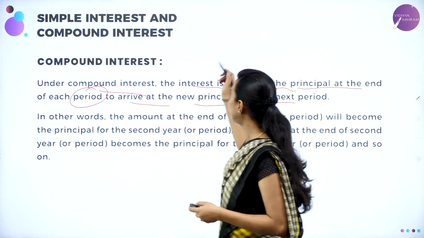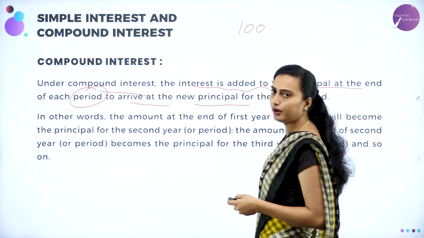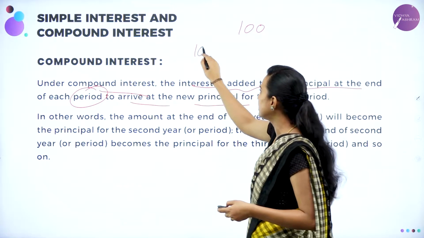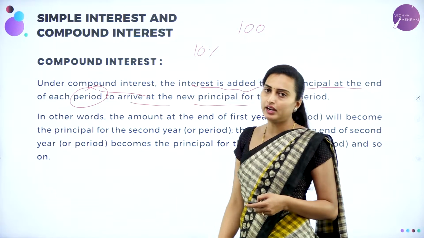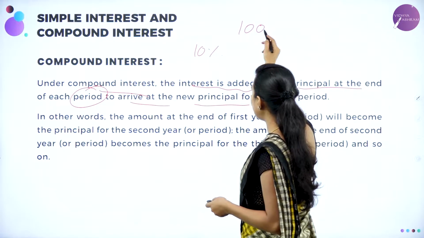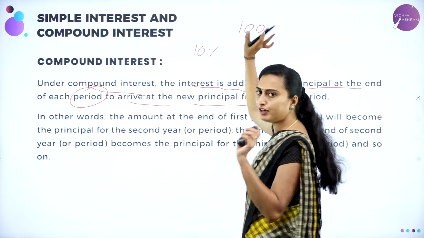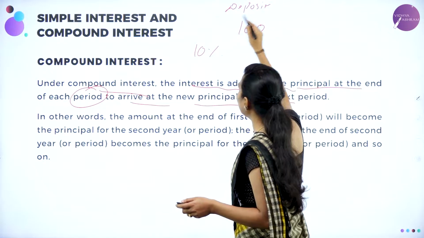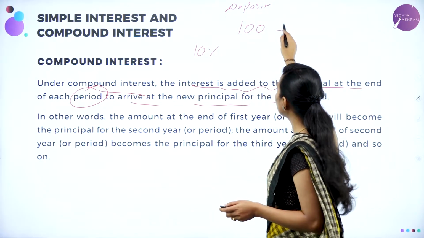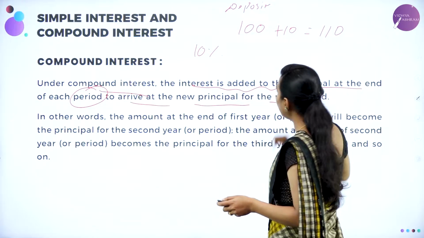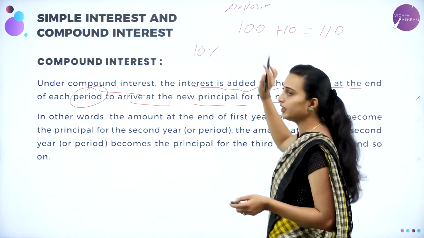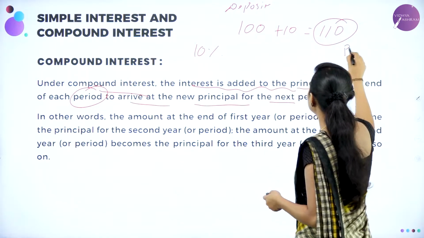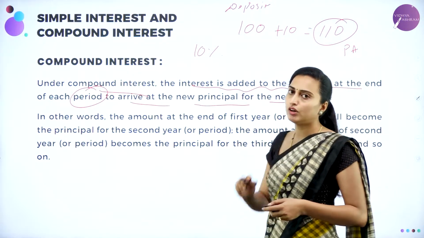For example, if you deposit 100 rupees at 10%, that means 10 rupees will be added. This is the first year amount you deposit. 10% means 10 rupees will be added, that means 110. Again, not for the 100 for the next year, this 110 will be the principal amount. For this again you are going to calculate 10%.